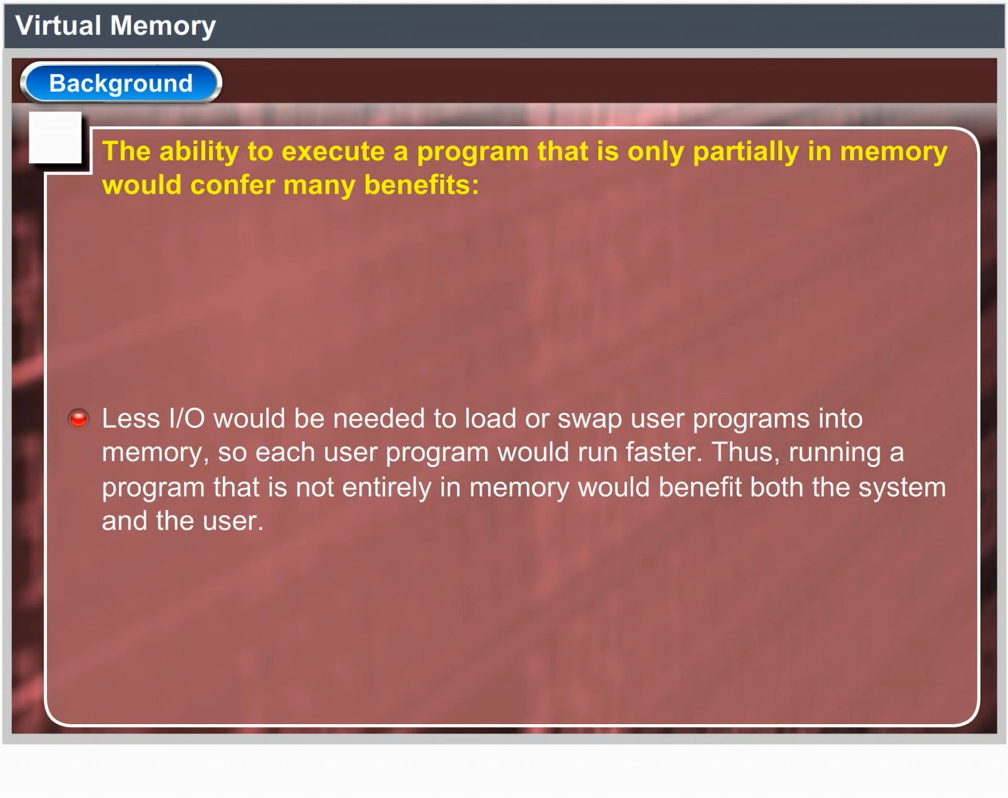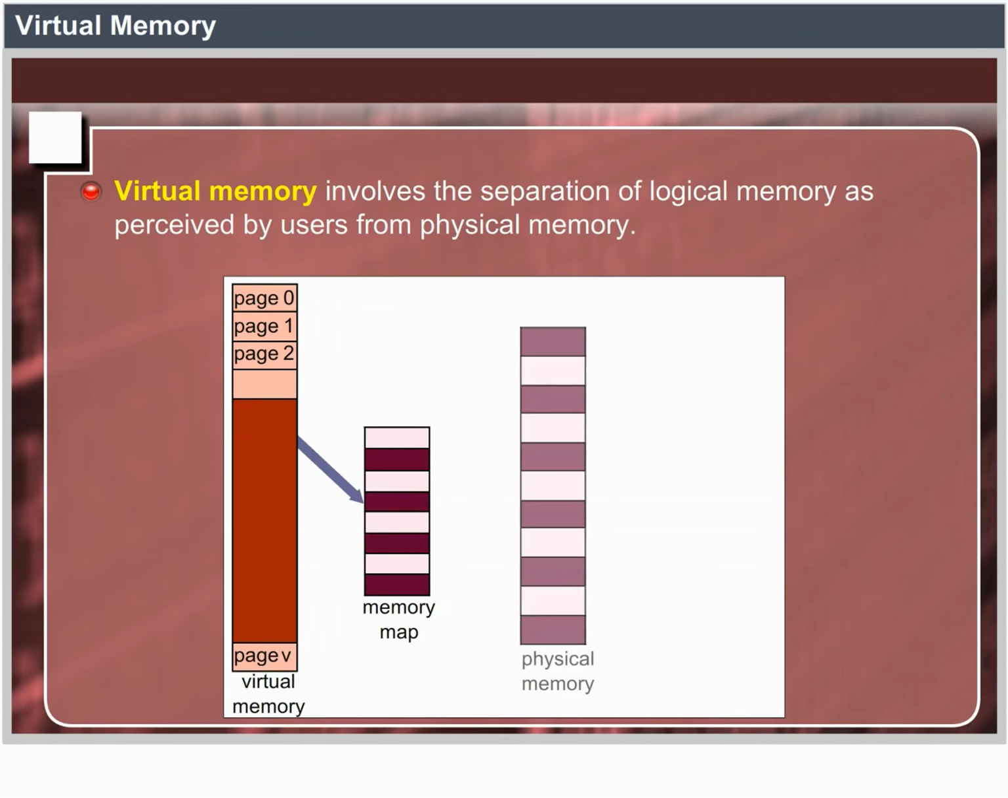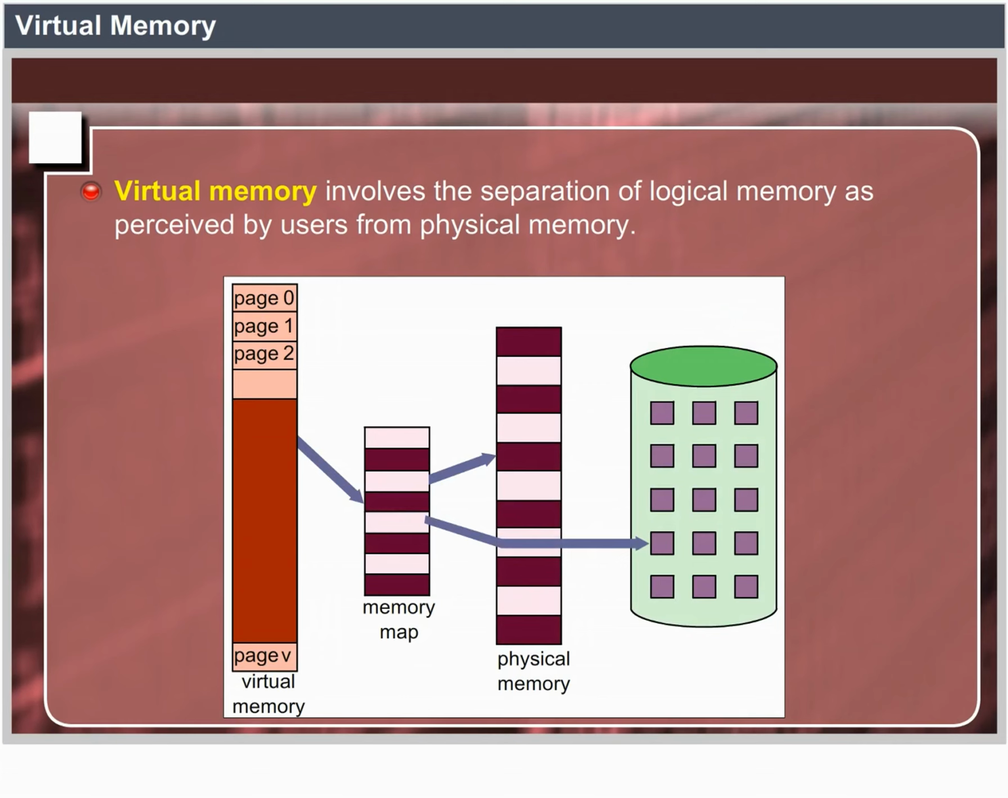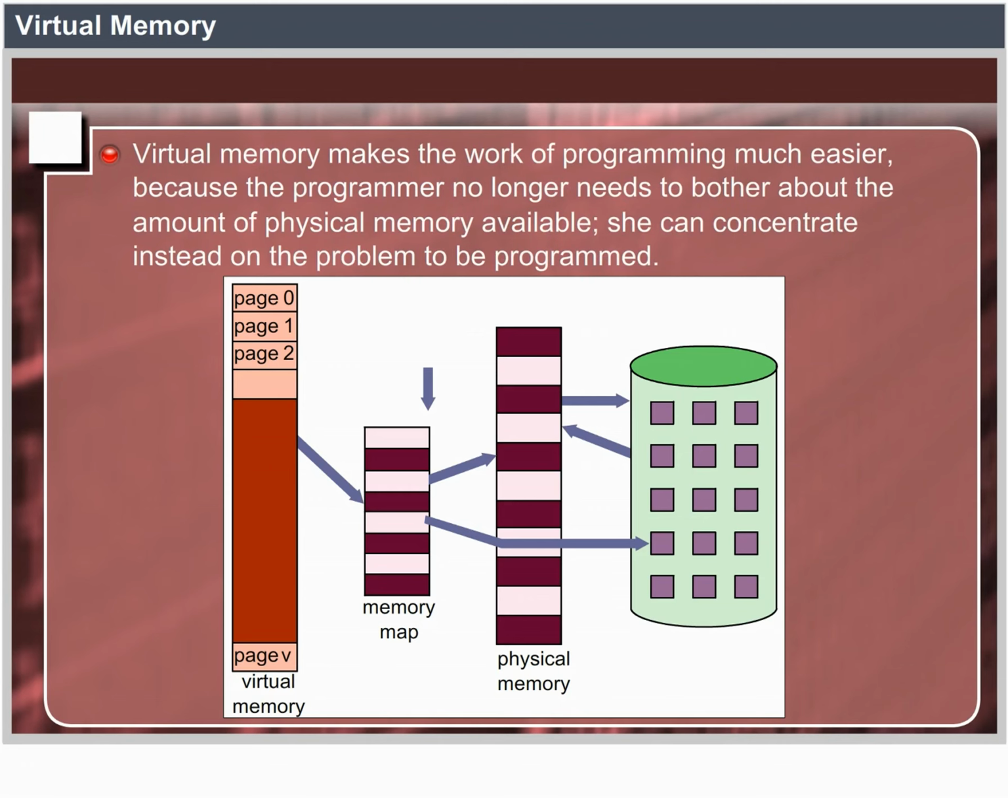Virtual memory involves the separation of logical memory as perceived by users from physical memory. The separation allows an extremely large virtual memory to be provided for programmers when only a smaller physical memory is available. Figure below. Virtual memory makes the task of programming much easier because the programmer no longer needs to worry about the amount of physical memory available. She can concentrate instead on the problem to be programmed.